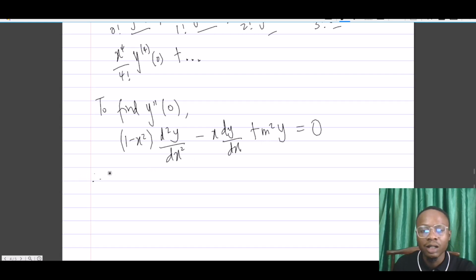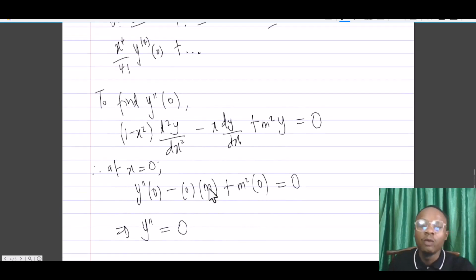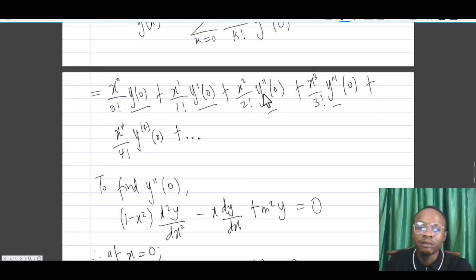So then at x equal to 0, we're going to have 1 minus 0, which is 1. So this is d²y/dx². Let's just write it as y prime prime of 0, minus x, that is 0, multiplying dy/dx. They gave us already that dy/dx is m at 0, then plus m squared multiplied by y. They told us that y is 0 at 0, so this is going to be equal to 0. So from here we see that y prime prime at 0 is equal to 0. So we take note of that. We're going to use it here, so we'll put it back here when we're ready.